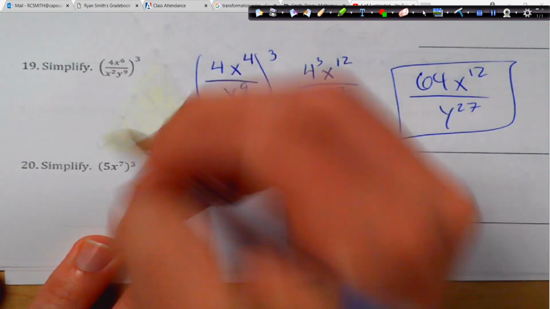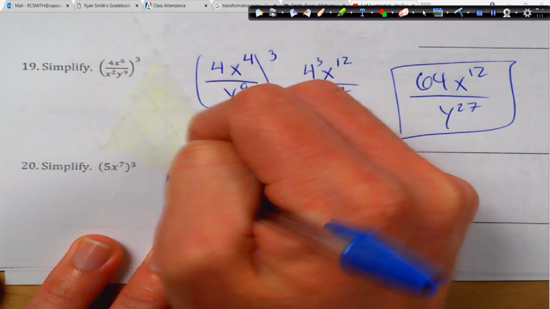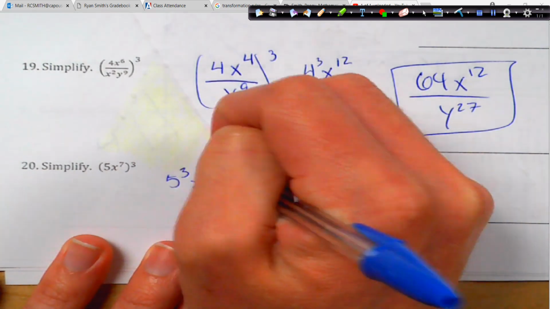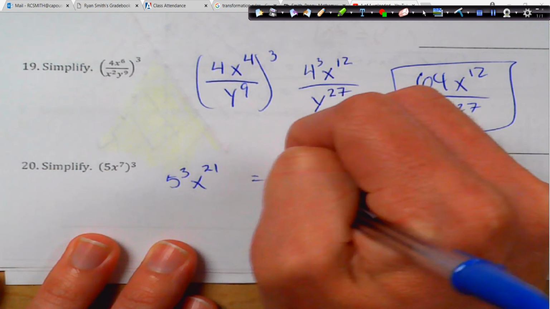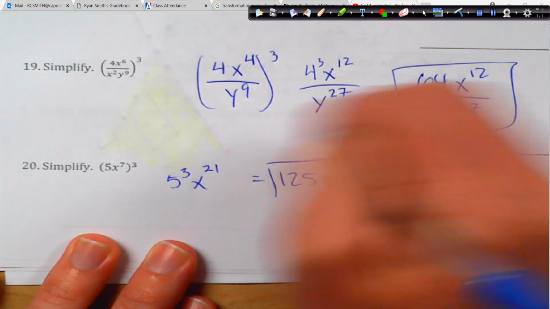Again, we're going to distribute, so we get 5 to the 3rd, and then x, 3 times 7 is 21. And 5 to the 3rd power is going to give me 125, x to the 21st.